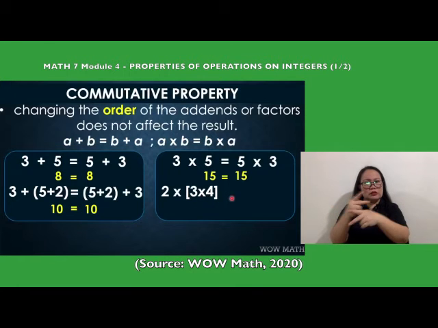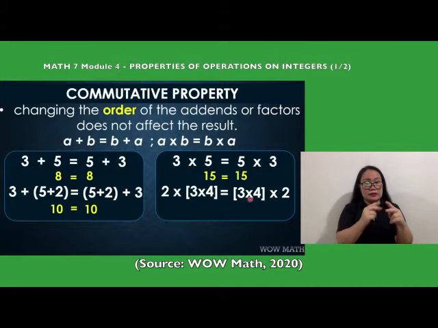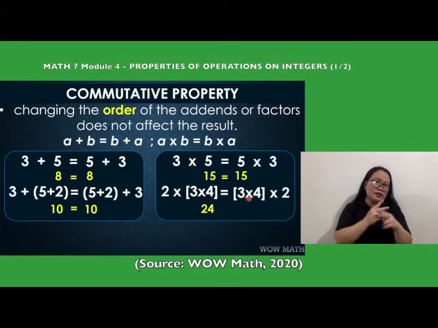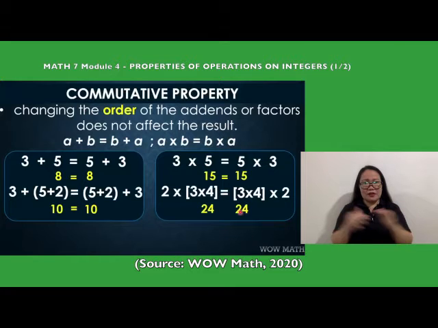Next. 2 times the quantity of 3 times 4. So, kapag gagawin natin siyang commutative property, mag-uuna si 3 times 4 times 2. So, pinagpapalit natin yung kanyang order. Now, let's see if commutative property is true under multiplication. So, 3 times 4 is equal to 12 times 2, that is 24. On the other side, 3 times 4, that is 12, times 2, that is also 24. So, they are still equal.